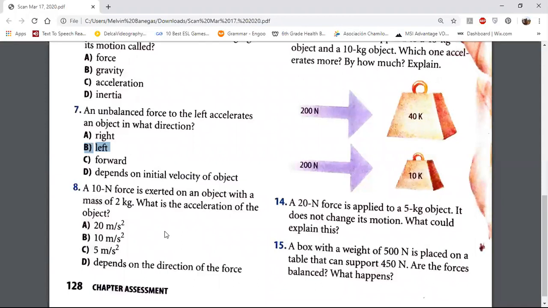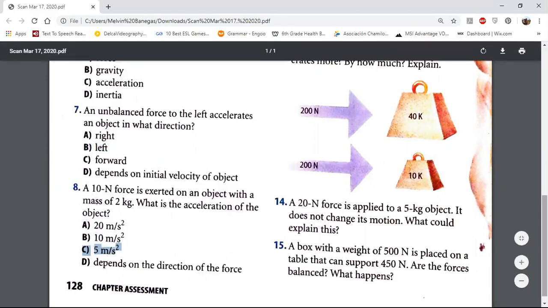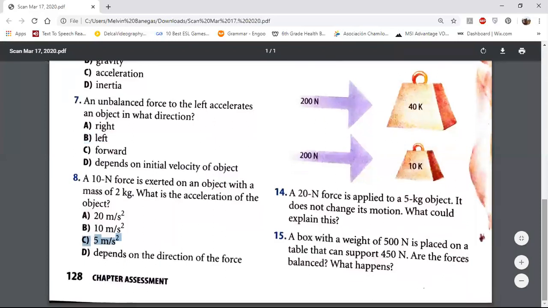Five, David. Letter C, guys. 5 meters per second square, because 10 divided by 2 is 5, right? Yes. Okay, so it's going to be letter C, 5 meters per second square.